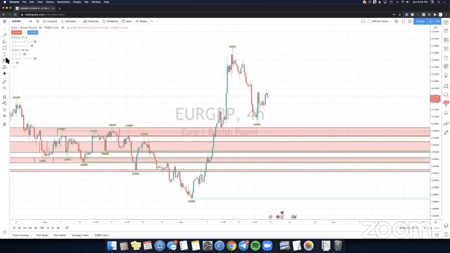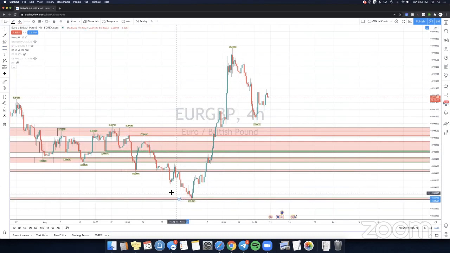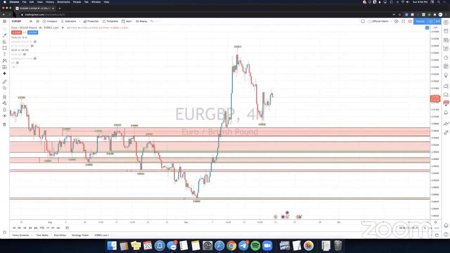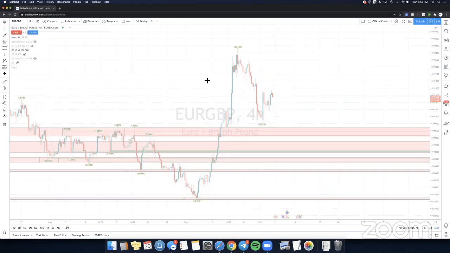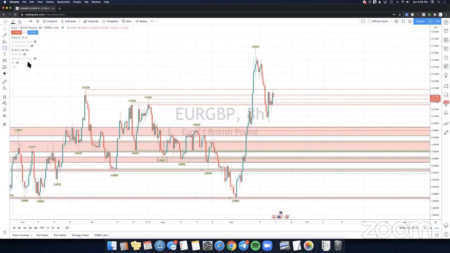And I'm sure you guys like looking at how it maps out the foundations of the rejection point. So again, right here, we'll move to the 8-hour. Super messy pair.